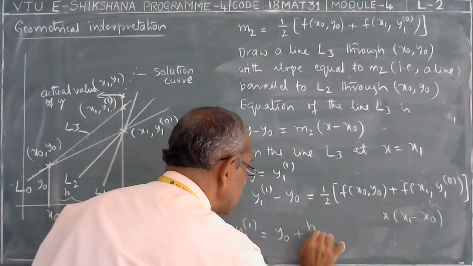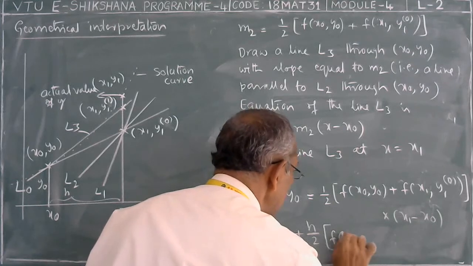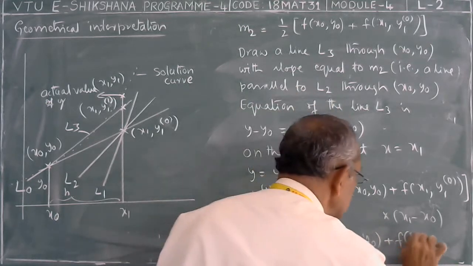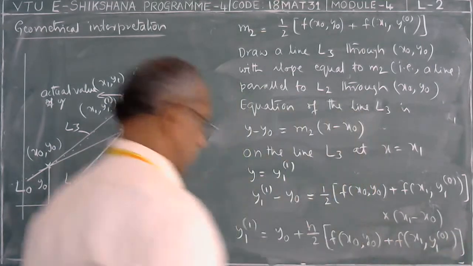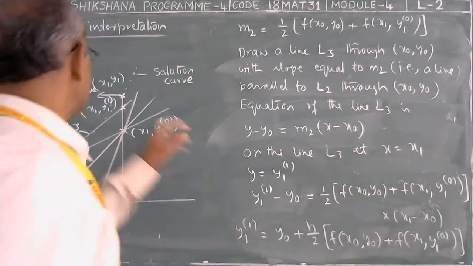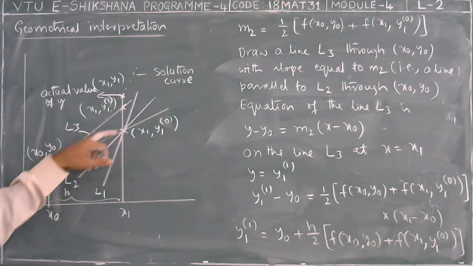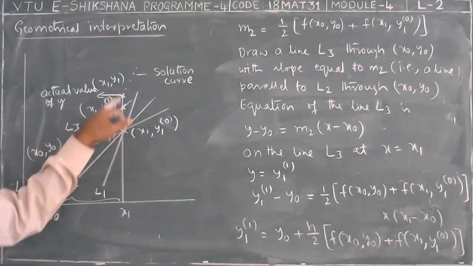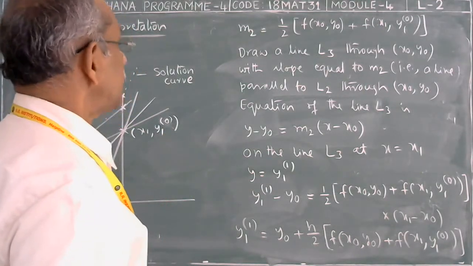So therefore, y1 1 is equal to y0 plus h by 2 into f of x0 comma y0 plus f of x1 comma y1 0. This is a better approximation compared to y1 0. That is the improvement. You can easily see this is very far away from the exact value, and this is a bit closer to the actual value. Though it is an approximate value, it is very close to the actual value.